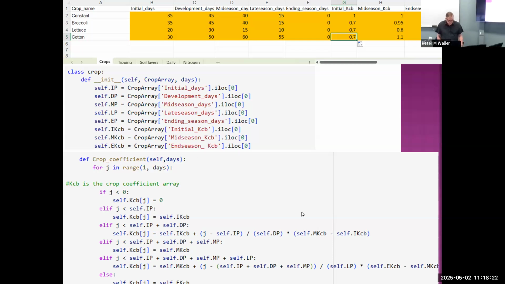And then I calculate the crop coefficient curve. If it's less than the initial phase days, then it's initial. If it's during the development phase, I have to have an interpolation function. So that's that. If it's less than the initial phase plus the development phase plus mid-season phase, so that's the mid-season phase, then I just say it's the mid-season crop coefficient. And then I have the end season or the late season phase where it's another interpolation function.